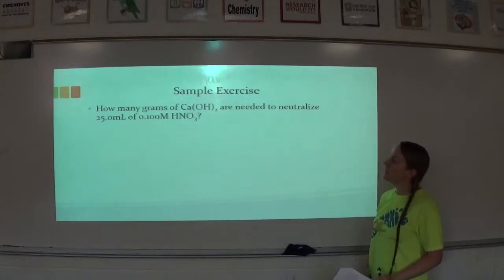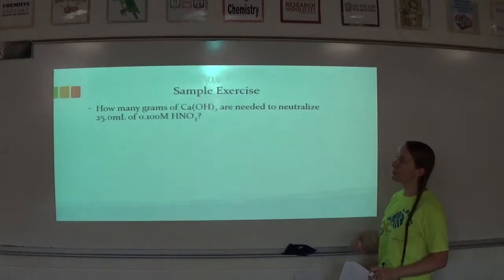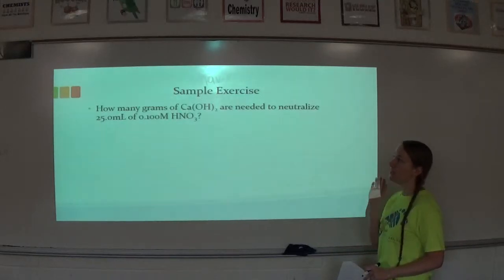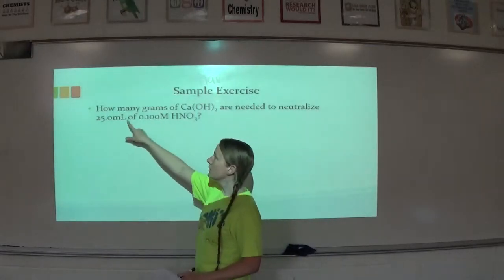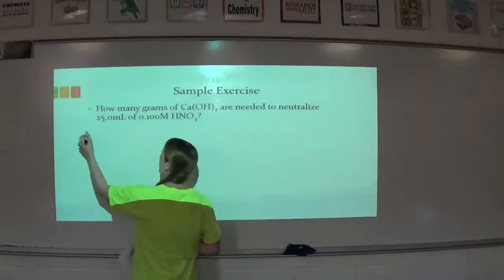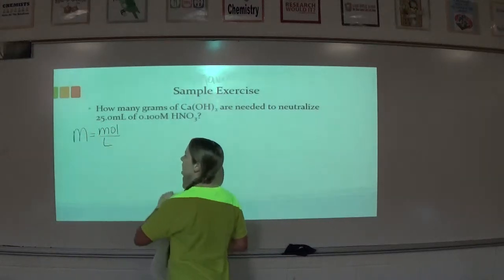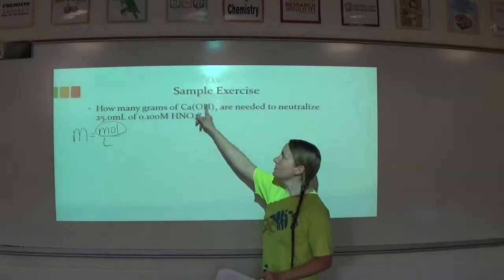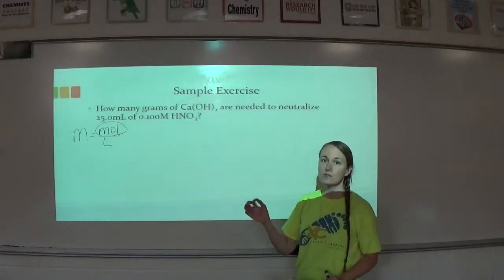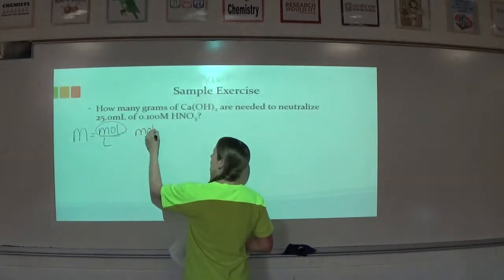Alright, so it says how many grams of Ca(OH)2 are needed to neutralize 25 milliliters of 1 molar HNO3. So in this case, we don't know how many moles of HNO3, but whenever you have molarity and volume, you can use the molarity formula that we learned in chapter 16. So molarity is moles per liter. And so I can solve for moles, because remember, to go from one substance to another in chemistry, you have to use mole ratio. So, of course, I multiply both sides by liters.